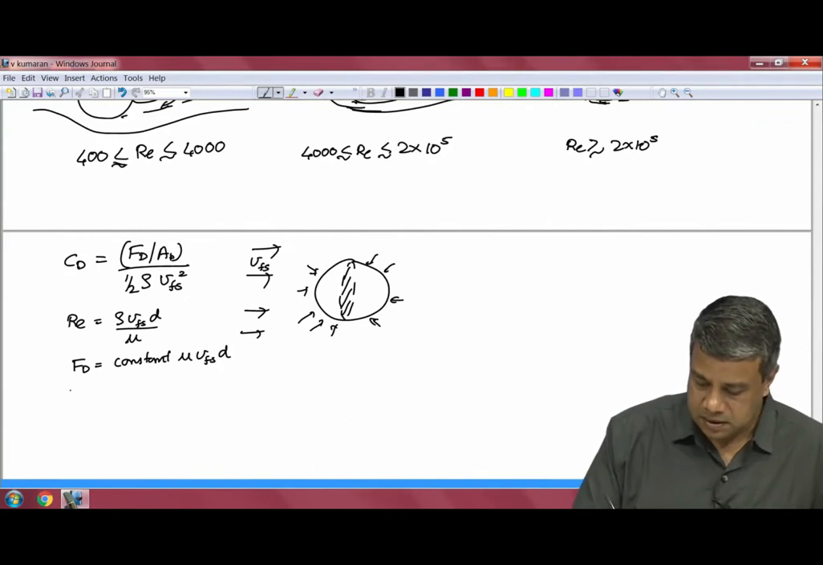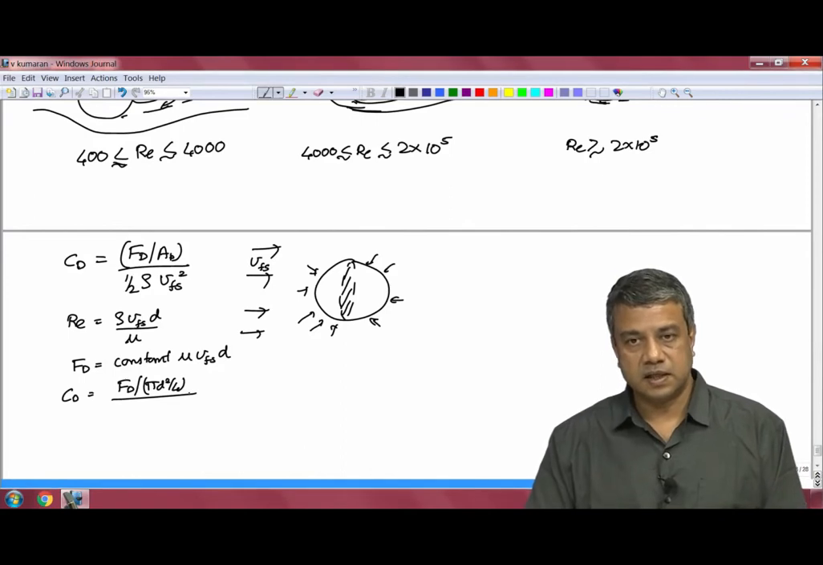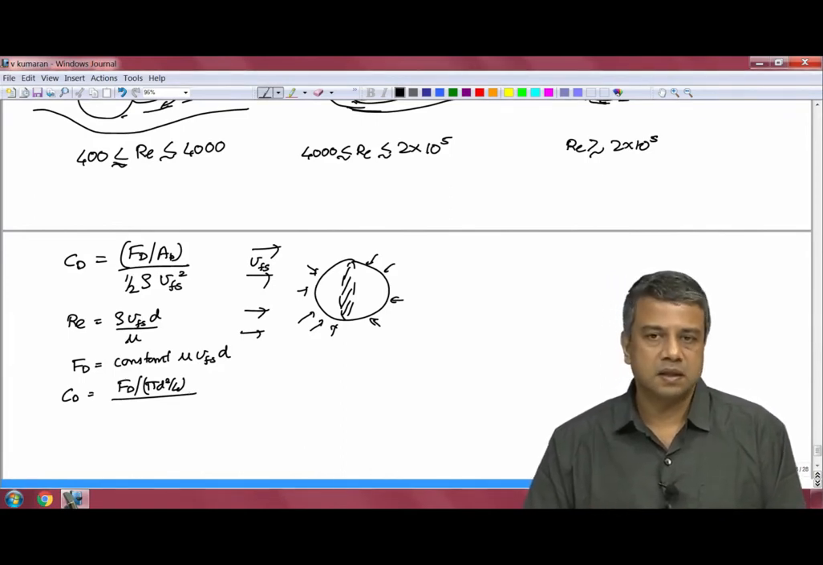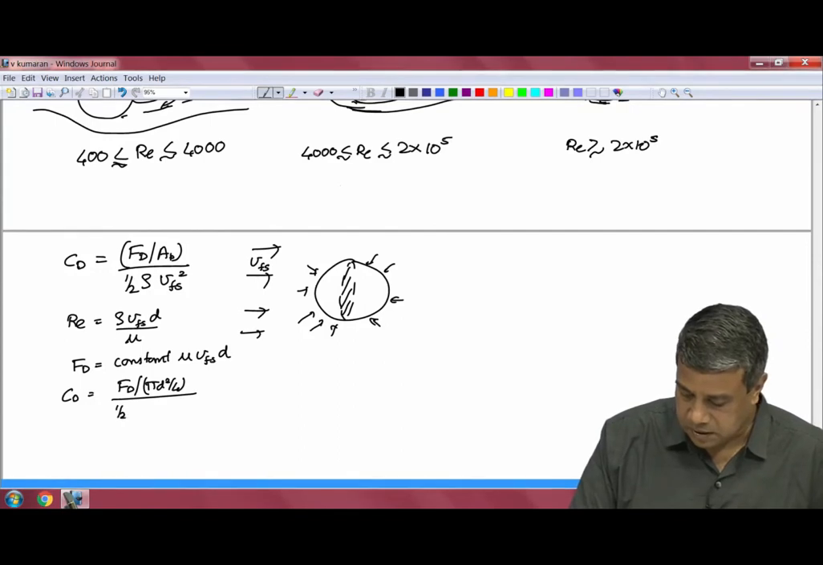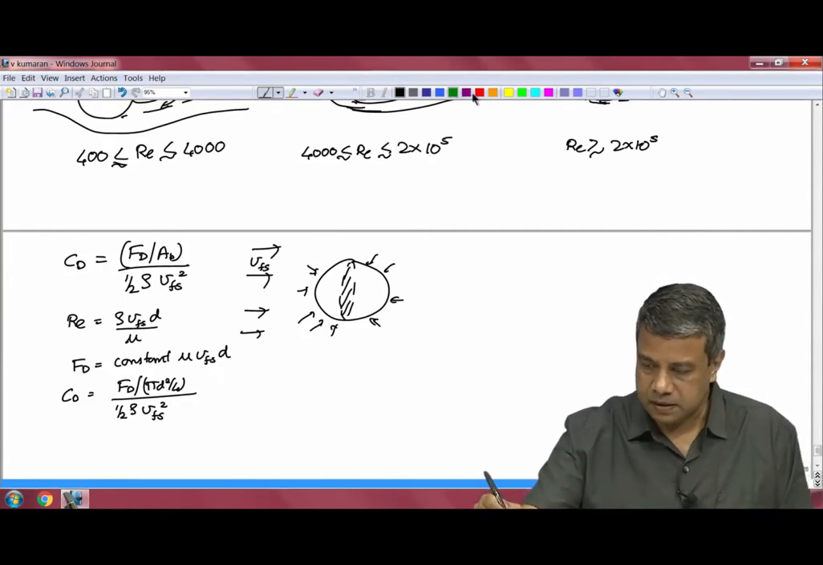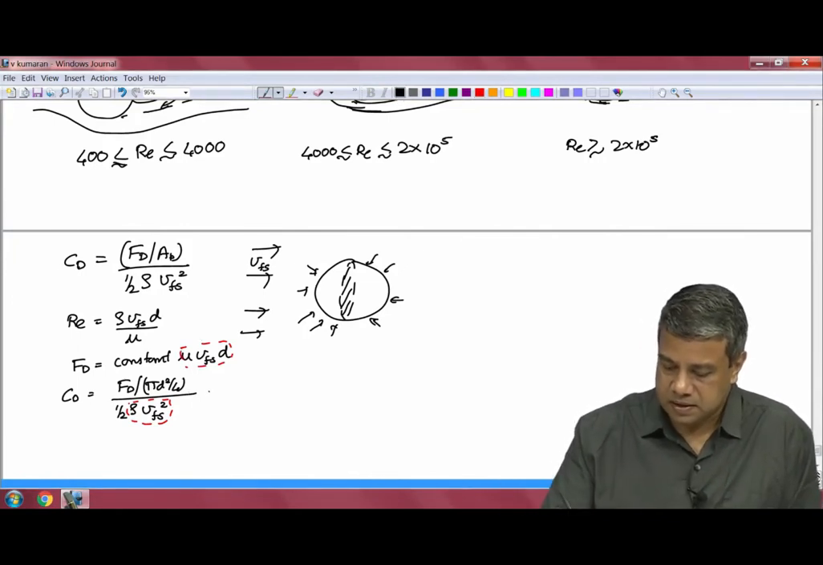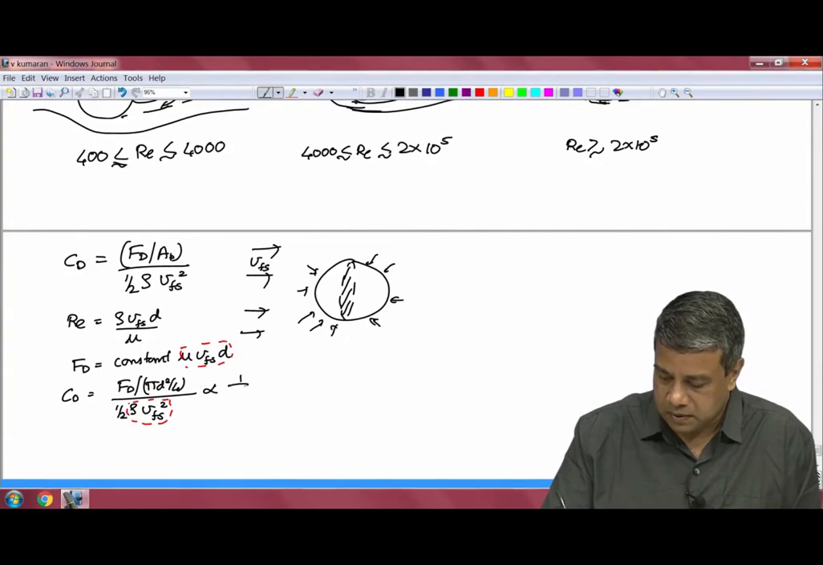That means that the drag coefficient is equal to F_d divided by pi d squared by 4, the projected area, where d is the diameter, divided by half rho V_fs squared. And since I have a density in the denominator here in the kinetic energy per unit volume, and the drag force has to be proportional to the viscosity, it is quite easy to see that this will be proportional to 1 over the Reynolds number.